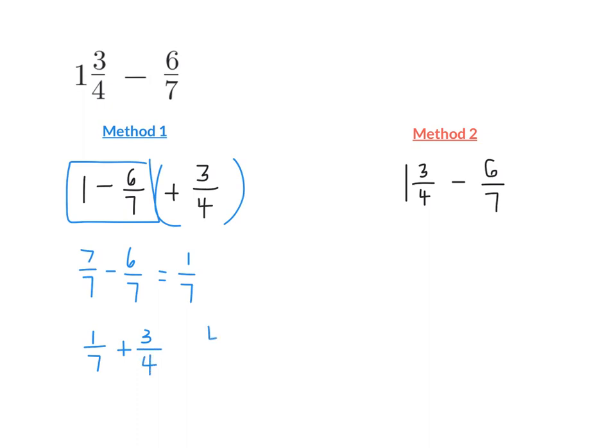All I have to do is use my LCD, which is going to be 28, right, to make equivalent fractions. I can say that 1/7 is equivalent to 4/28 because I multiplied by 4 over 4. And I can say that 3/4 is equivalent to 21/28 because I multiplied by 7 over 7.